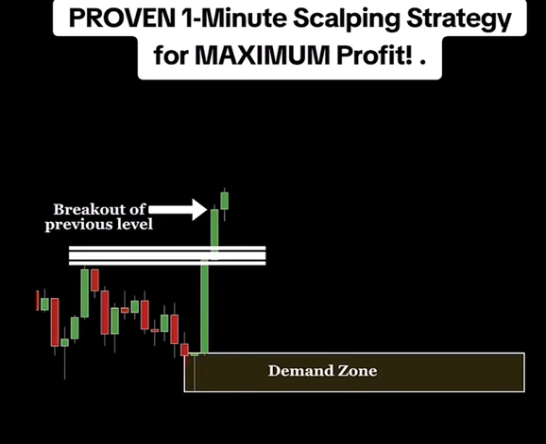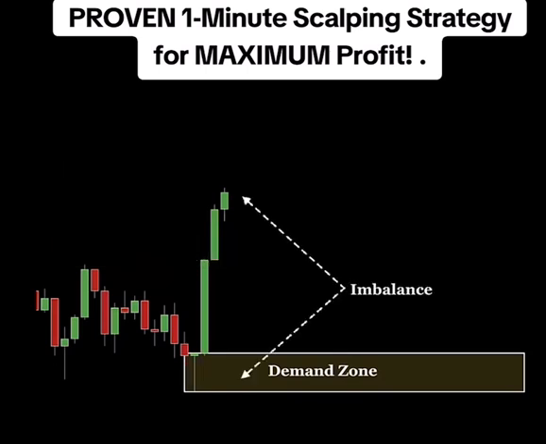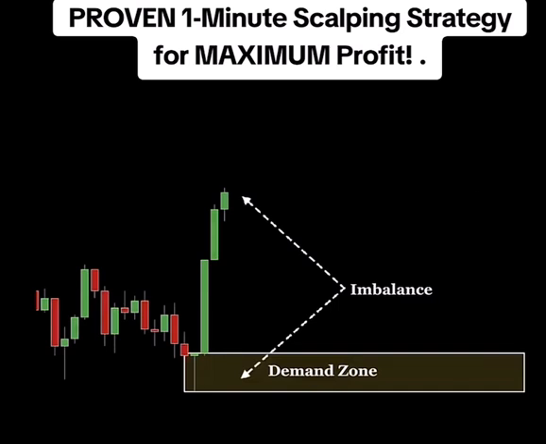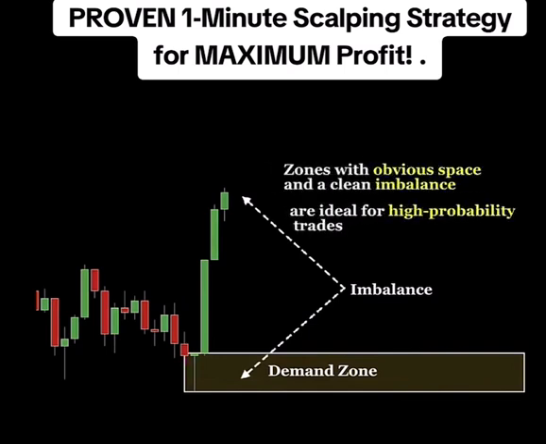Finally, let's evaluate the space and imbalance created by this move. Notice how the price action has left a clear gap, with no significant levels of resistance between the demand zone and the next key level. This imbalance shows that institutions drove the price aggressively, leaving room for the market to react strongly when it revisits the zone. Zones with obvious space and a clean imbalance are ideal for high-probability trades.